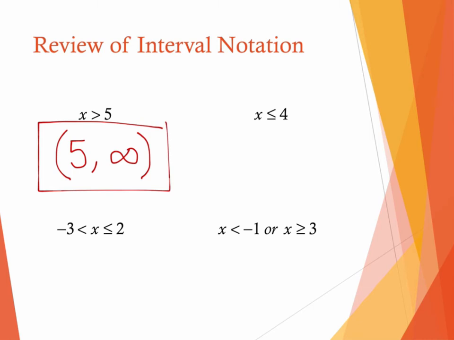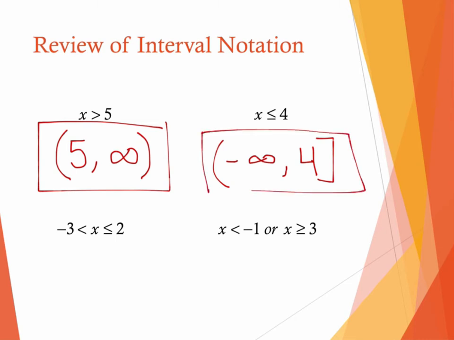Let's do the same for the set of numbers where x is less than or equal to 4. The smallest number in my set is negative infinity because x is less than or equal to 4. The largest number in my set is 4. Since 4 is included because we have the equal to sign, we use a square bracket. Again, infinity or negative infinity can never be reached, so it always gets the rounded bracket. So x is less than or equal to 4 is the same as saying negative infinity to 4.